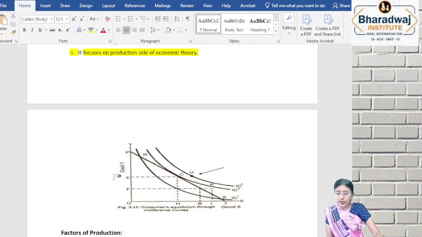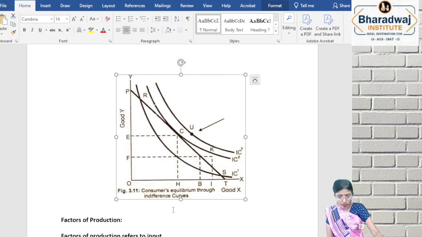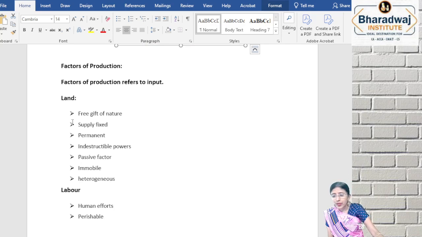Are you clear? Yes, this is your consumer equilibrium. This is how producer equilibrium will also be. But there, instead of good, it will be factor X, factor Y. It will not be a budget line, it will be an iso-cost line. It will not be an IC curve, it will be an isoquant. That's all.